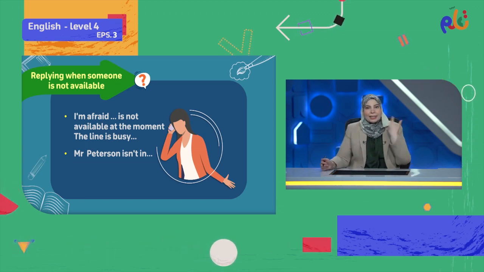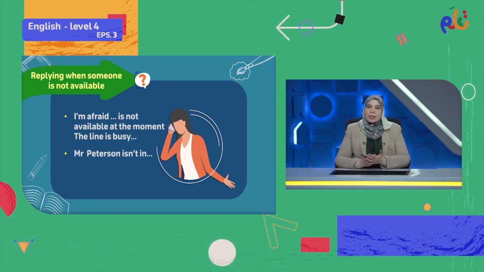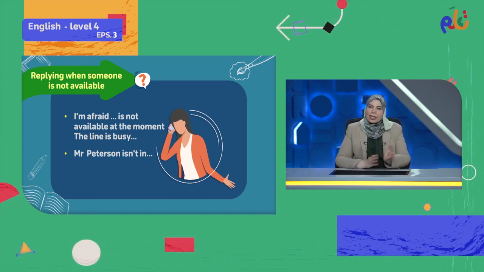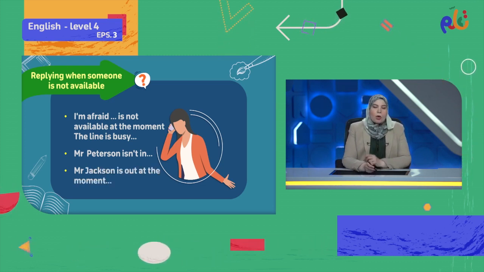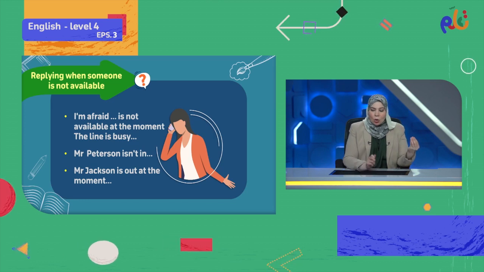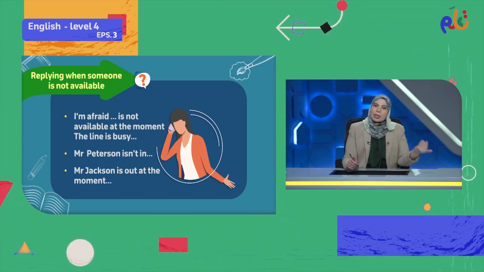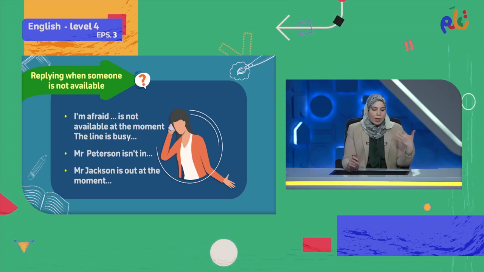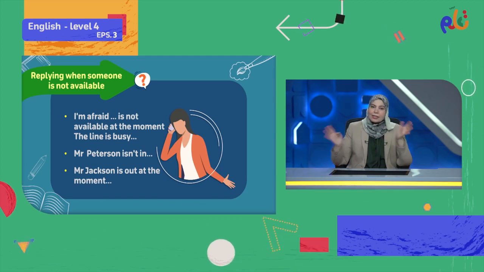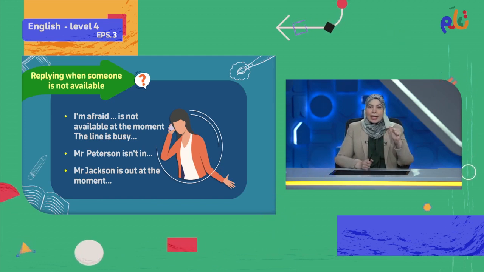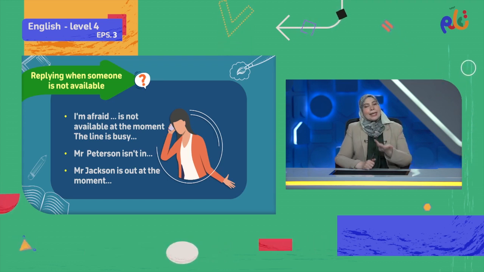A person isn't in. Hi, can I speak to Marwa? I'm sorry, she isn't in, which means she's not available. She's not in the place. Or we can say isn't in or is out, which is the opposite. So, can I speak to Ahmed? He isn't in, or I'm sorry, he is out at the moment. So, this or that, they all have the same meaning. So, I can say he isn't available at the moment, he isn't in, or he is out.